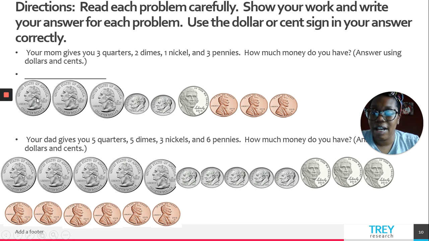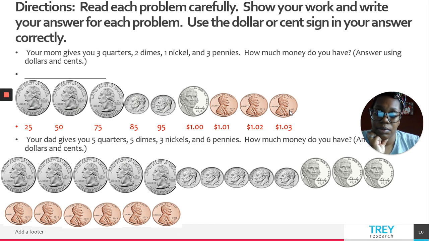You have 25 cents, 50 cents, 75 cents. We're starting to add by tens. You have 85 cents, 95 cents. You got your nickel. That's $1. And then you count on after that. So tell me what you think that would be. Let's see if your answer is correct. $1.03. Okay, so let's do the next one.